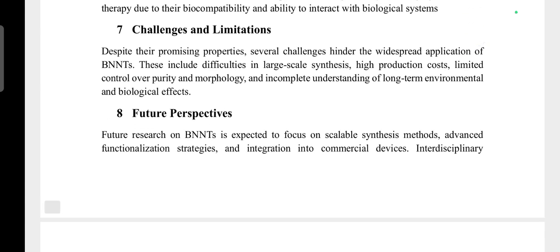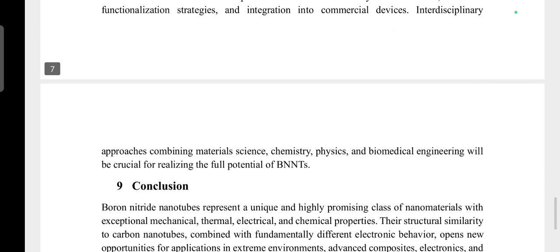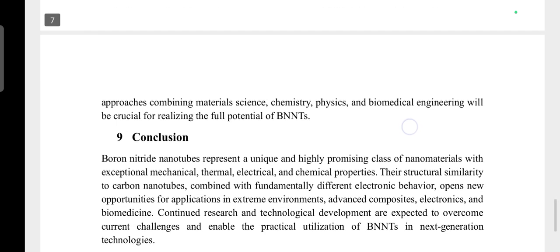What are the future perspectives? Future research on boron nitride nanotubes is expected to focus on scalable synthesis methods, advanced functionalization strategies, and integration into commercial devices. Interdisciplinary approaches combining materials science, chemistry, physics, and biomedical engineering will be crucial for realizing the full potential of boron nitride nanotubes. What is the conclusion?